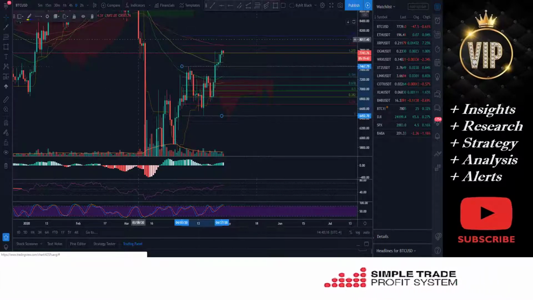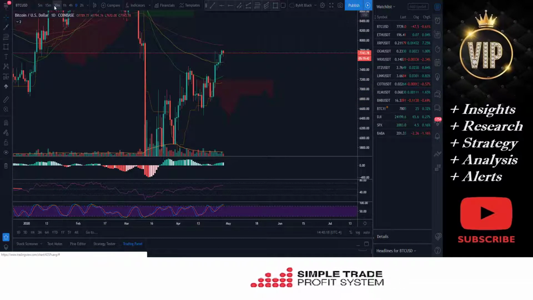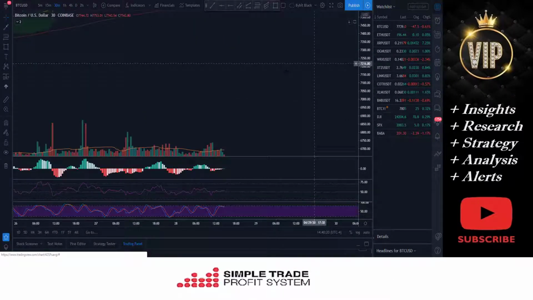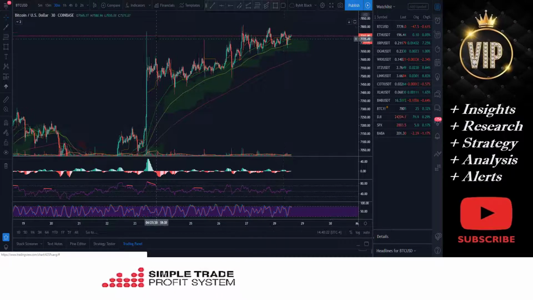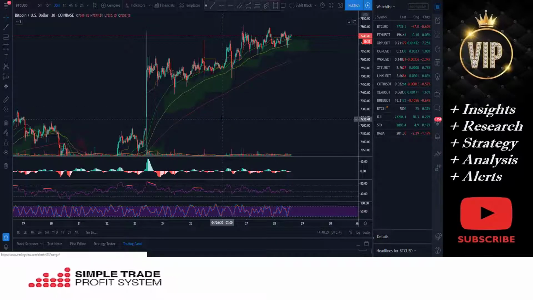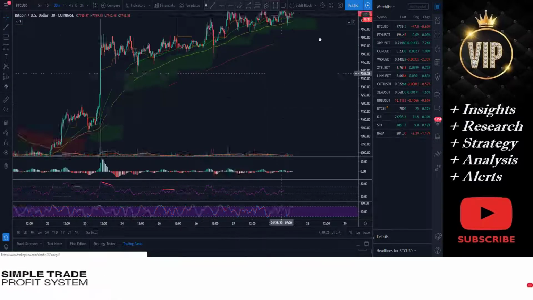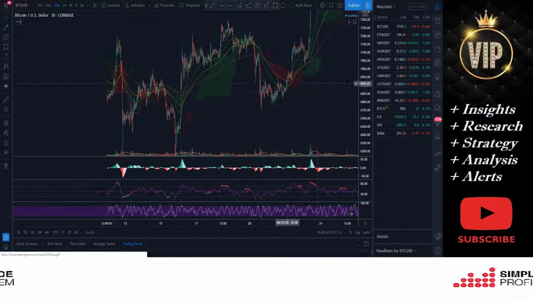Like I said in that first video, to start drawing it, look for swing highs, look for swing lows, and draw it. If it's trending up, you're going to draw it from high to low. If it's trending down, you're going to draw it from low to high. Let's look for another example.